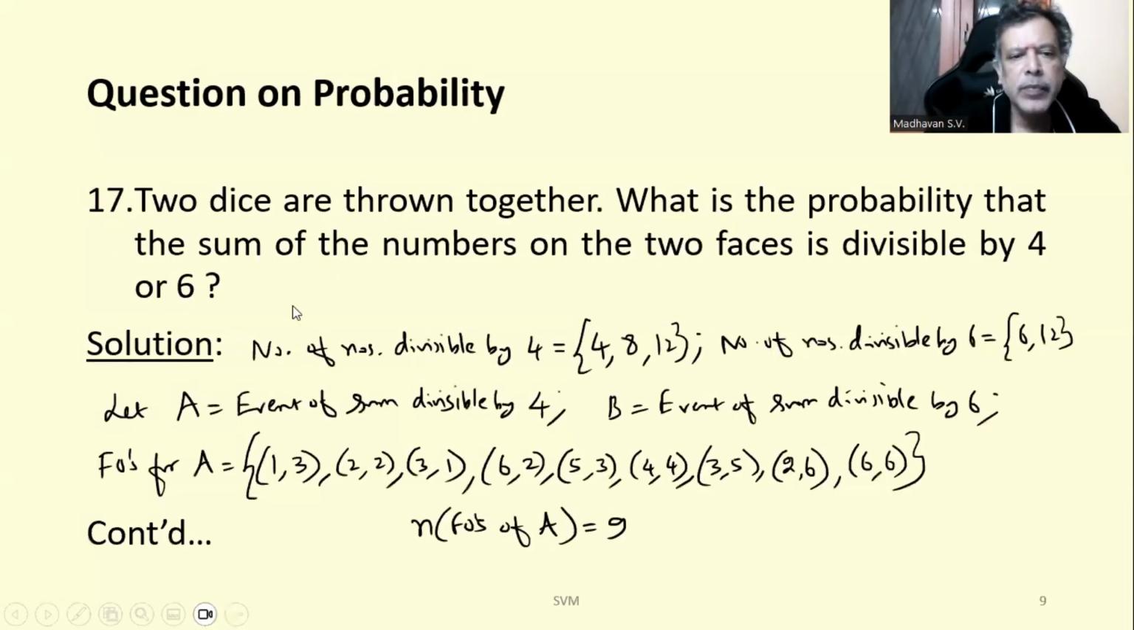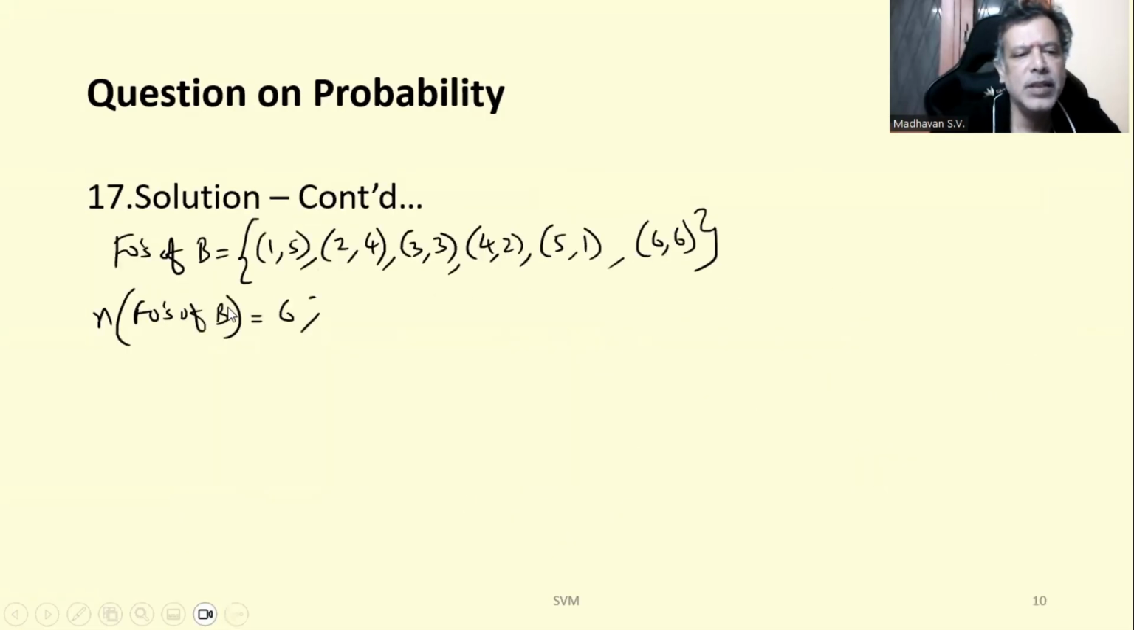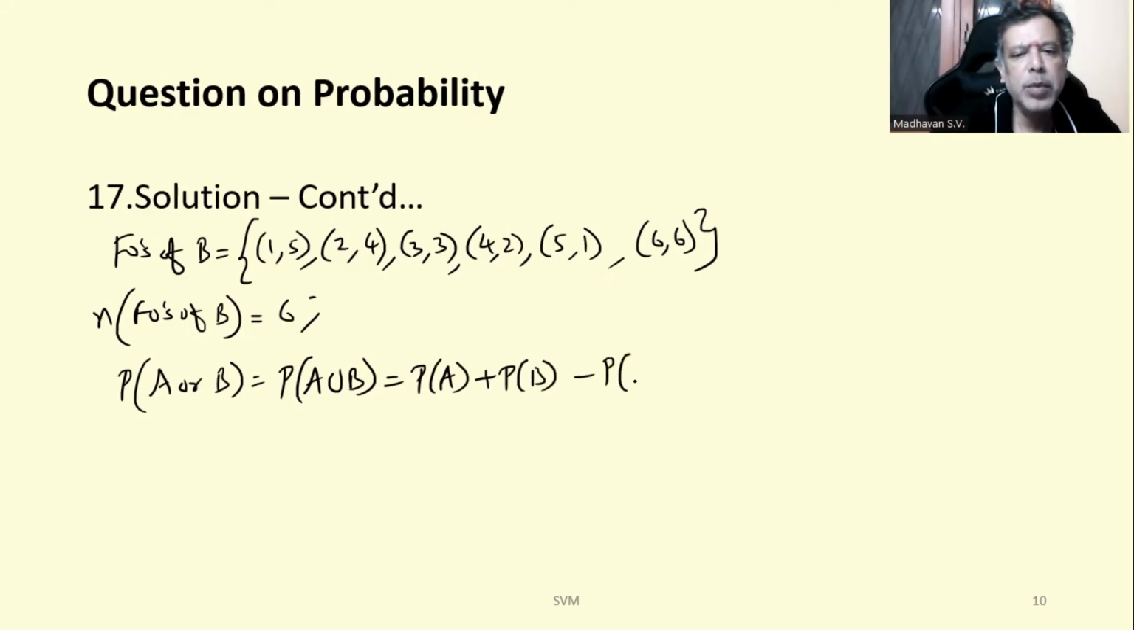Now, question is, sum of the numbers on the two faces is divisible by 4 or 6, means either or. So probability of, we have to find out A or B, which is nothing but probability of A union B, which is probability of A plus probability of B minus probability of A intersection B. So probability of A, we know 2 dice, that means totally all possible outcomes is 36. So we can write that common everywhere.